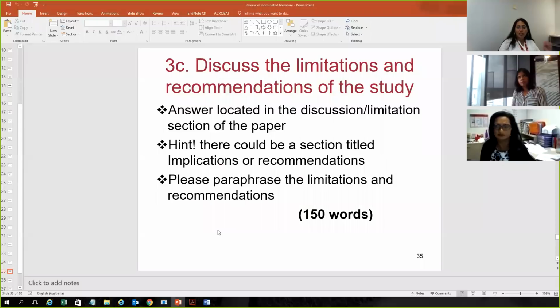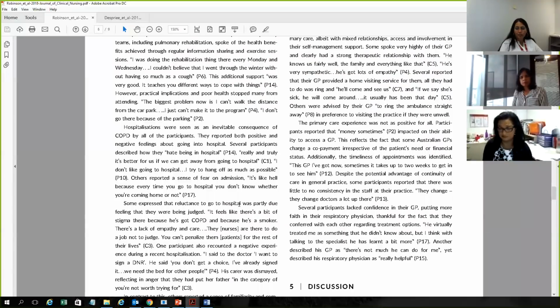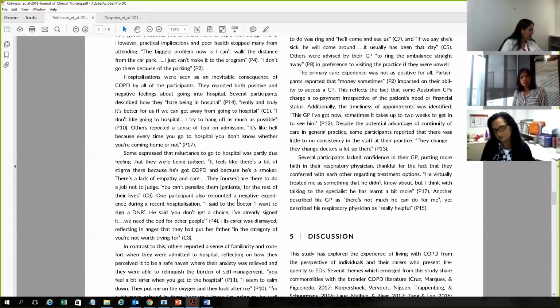Moving to the next one, discuss the limitations and recommendations of the study. Again, you don't need any additional referenced information. The answer is located in the paper. Hence, there could be a section titled Implications or Recommendations. Most often there's a section titled Recommendations. If you're doing limitations or recommendations, they all have to be paraphrased. So let's take a look at the Robinson article and take a look at some recommendations. Or let's do limitations first. What are the limitations of the study?